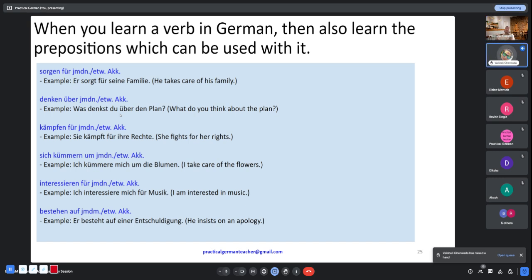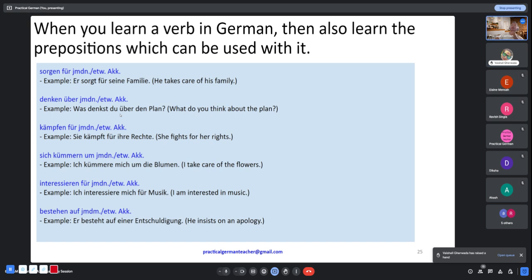Kämpfen für jemanden oder etwas, Akkusativ. Example. Sie kämpft für ihre Rechte. She fights for her rights.